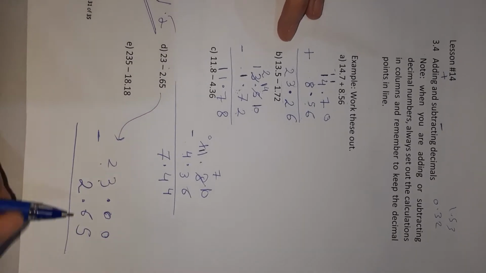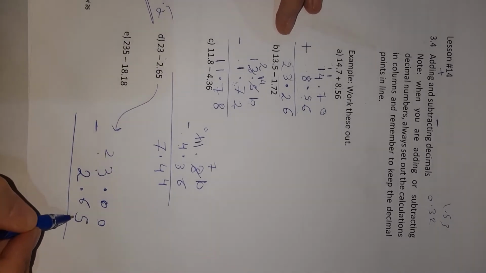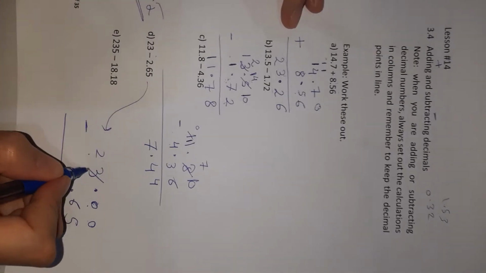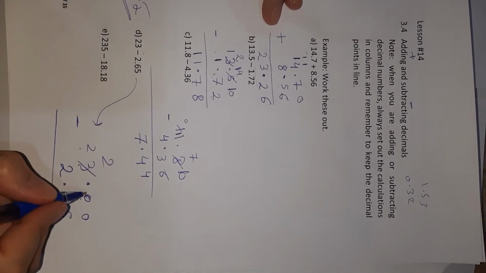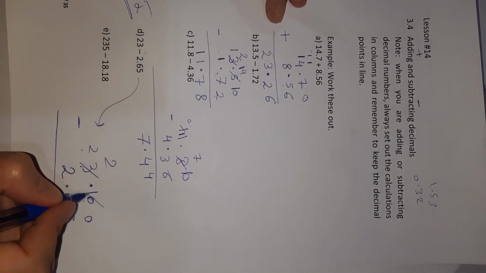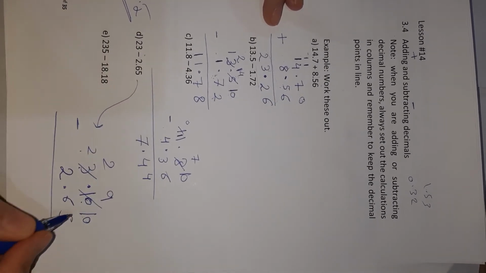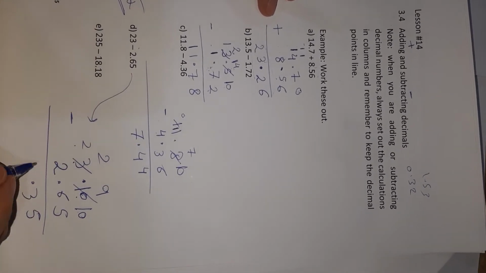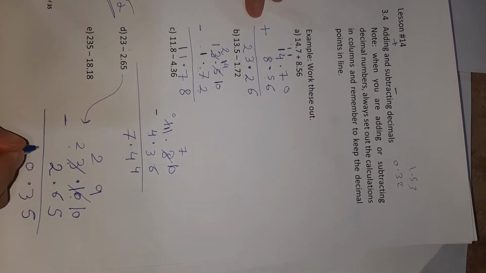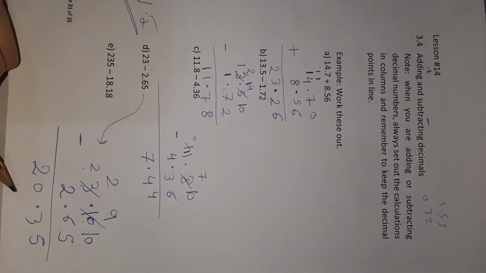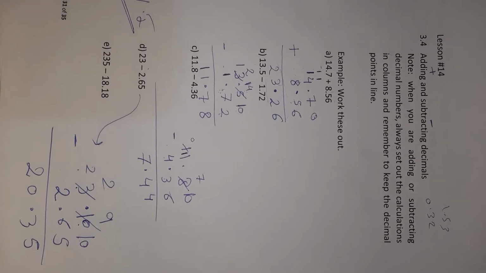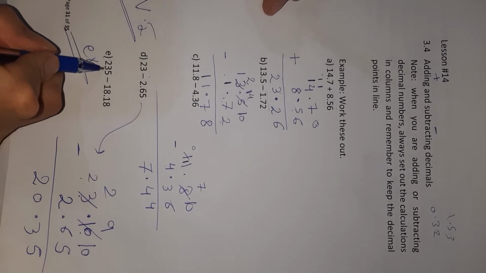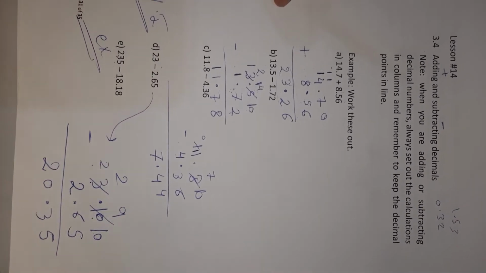minus 2.65. Now 0 minus 5 we can't. You have to borrow from 0. This 0 has nothing. So here borrow from 3, it becomes 2. This becomes 10. Borrow from 10, it becomes 9. This becomes 10. 10 minus 5, 5. 9 minus 6, 3. Bring down the point. 2 minus 2 equals 0. 2 minus nothing, 2. So here 20.35. This is an exercise for you: 235 minus 18.18.